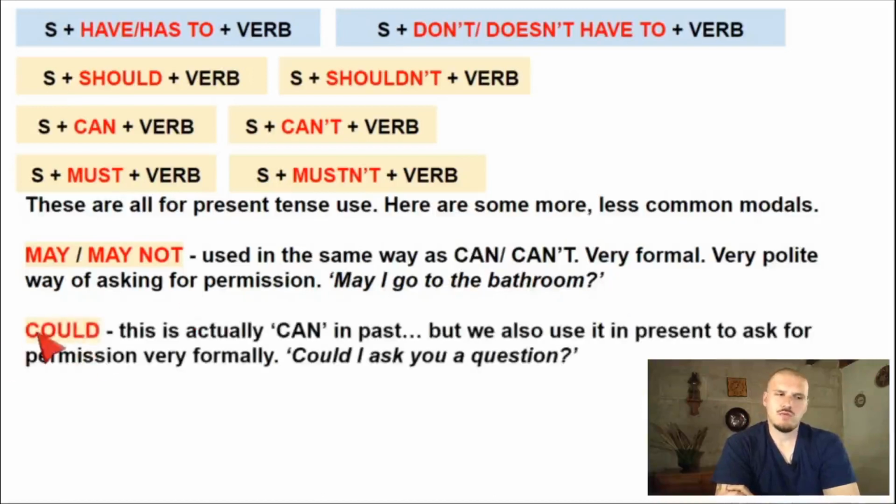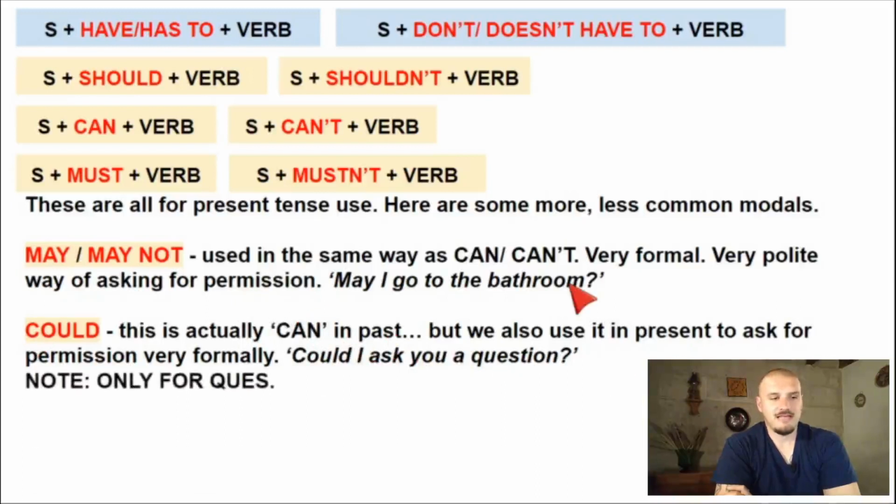También could. Esto es mucho más común. Could, de hecho, es can en el pasado. ¿Ok? Yo podía. I could. Pero también lo utilizamos en el presente para pedir permiso de una forma muy formal, en lugar de can. Could I ask you a question? Podría hacerte una pregunta, en lugar de puedo hacerte una pregunta, ¿no? Es un poco confuso, ¿no? Could siendo can en pasado y también lo utilizamos en el presente para pedir permiso de una forma muy formal.